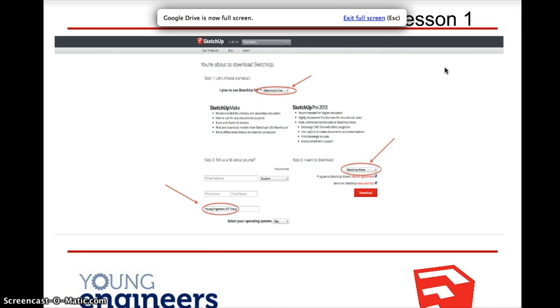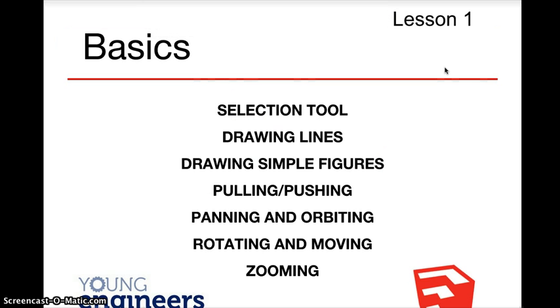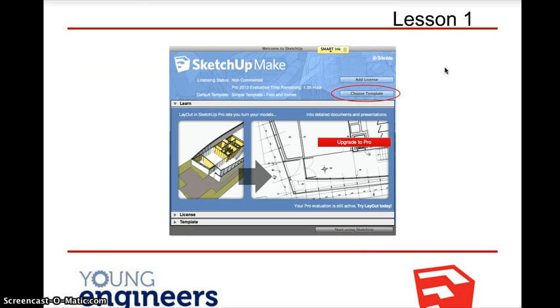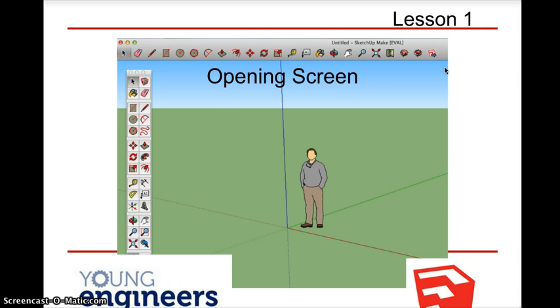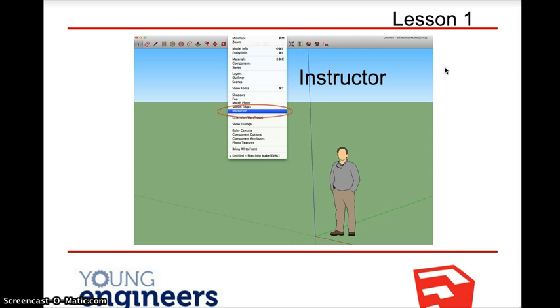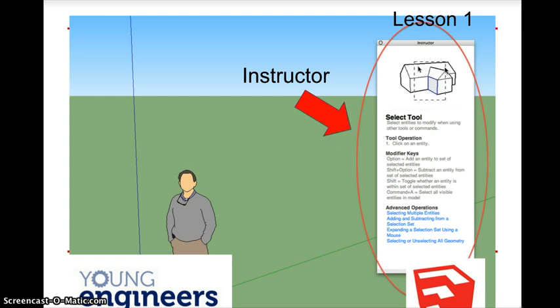Now we'll go through some basic tools. After you install it, you will choose a template, the simple template in feet and inches. This is the opening screen. On the opening screen, it's the Instructor. If you can't find it, you can also go to Help, search, and bring up the Instructor. The Instructor gives you shortcuts and tips, as you can see there.